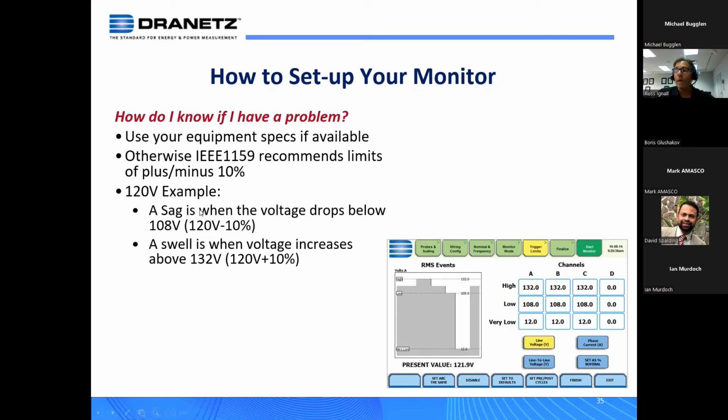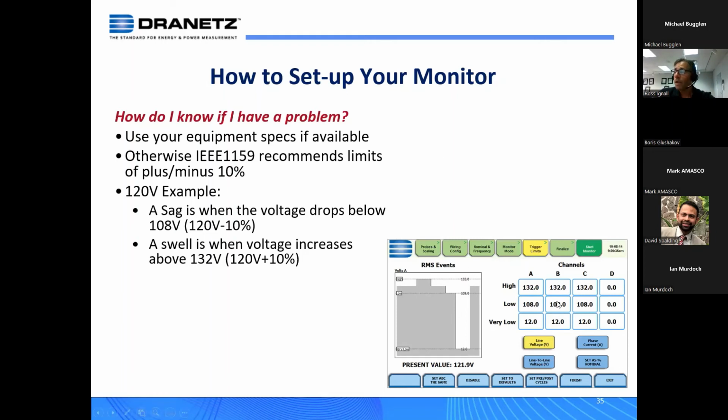So what we recommend is take the weakest link or the tightest specification in your system, in this case, plus or minus 5%, use that as the limits for the meter. So the limits of your meter are tied to either the susceptibility of your equipment, if you're looking at specs on your equipment, or the tolerance of your mitigation equipment, in this case, the UPS system, if that makes sense.